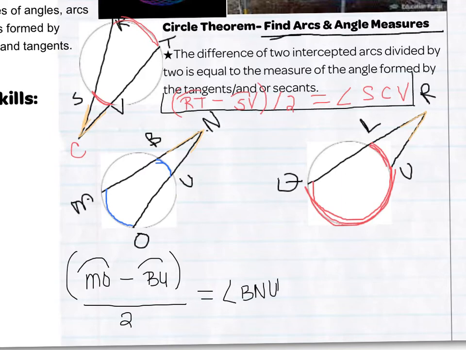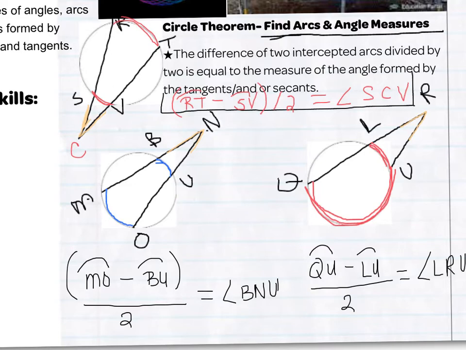Now the same thing is true for the example next to us. Even though we have a tangent and a secant, it's still true. So we're going to actually write out the bigger arc. And if you look at it, you can see QU here is bigger than LU. So we're going to say arc QU minus arc LU divided by 2 is equal to angle LRU.